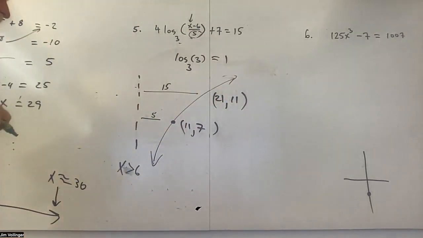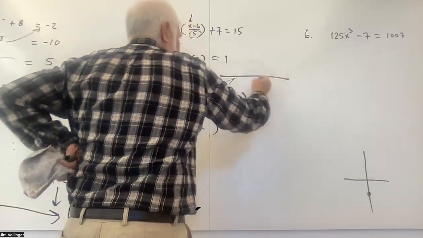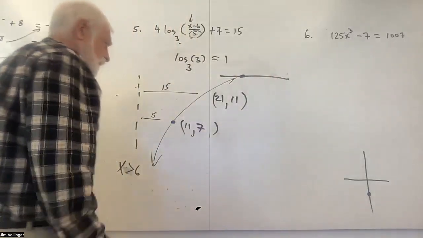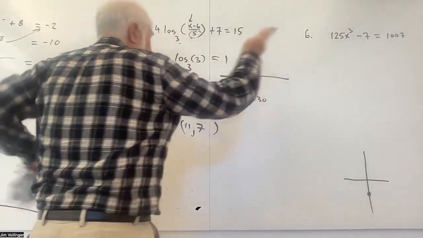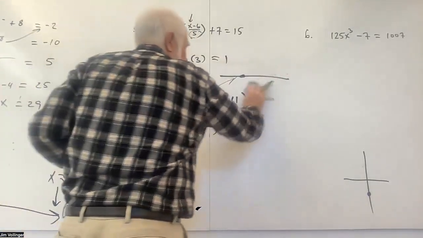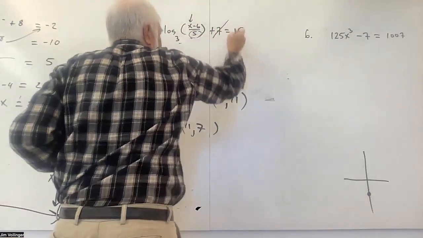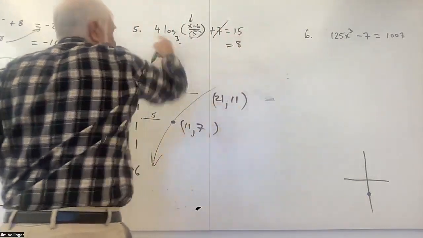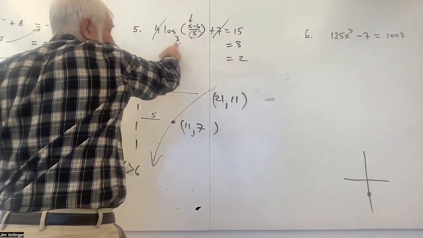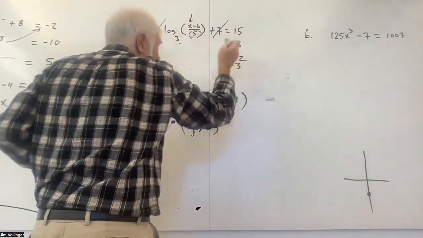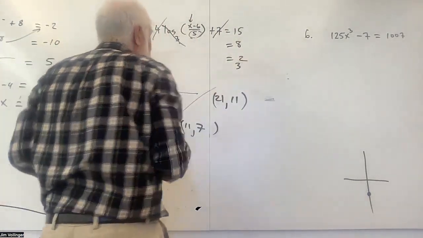All right, so I want a height of 15. 7, 11, 15 should be about here. And that number should be again near 30, I guess. Let's find it. Big guess on my part. Well, let's find out what it is. Subtract 7. We got 8. Divide by 4. We got 2. What's the inverse of log base 3? 3 to that. That's the inverse of that, is 3 to that number.